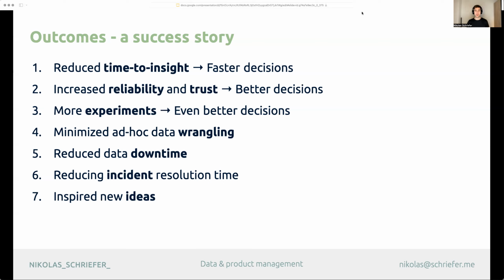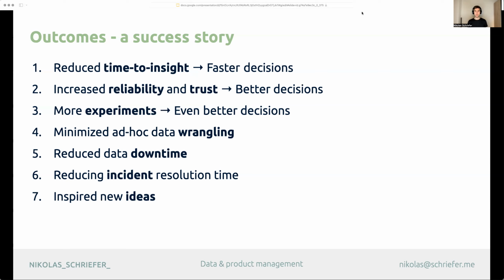Introducing the data mesh also helped us to run many more experiments across the board. Experiments, A/B tests, other types of experiments, which of course also generate insight from data that allow us to make better decisions. We were also able to reduce the time that data analysts spent wrangling the data, preparing the data, finding the data, preparing reports and analyses for their stakeholders.